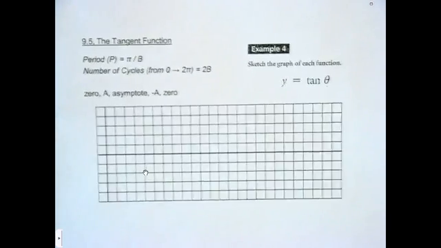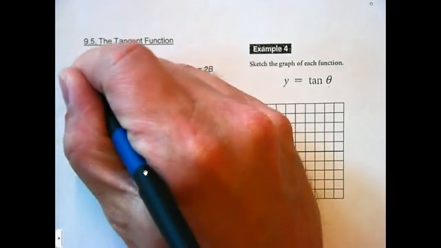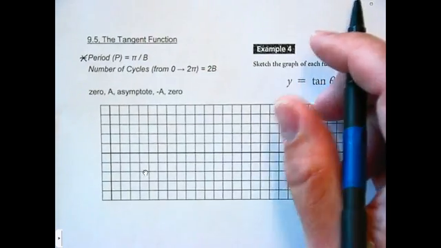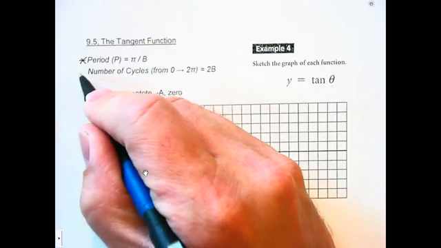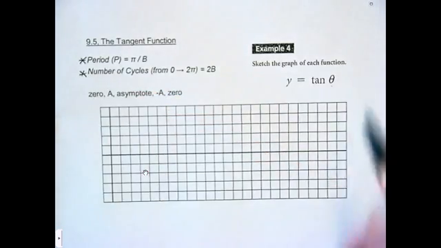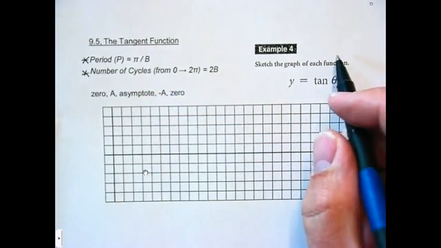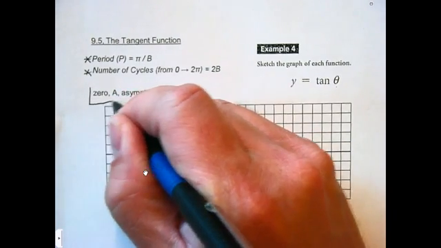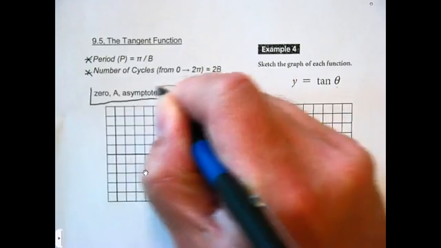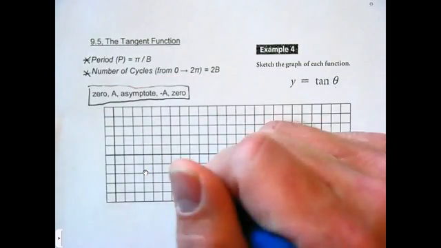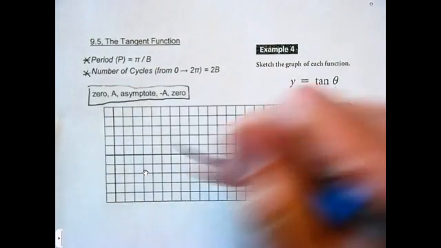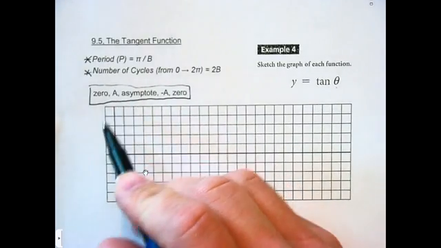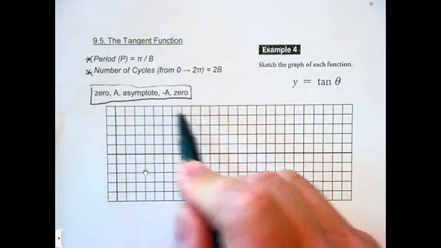Just to remind you, the period is pi over b. Number of cycles is always 2b. The little pattern that we use to help remember how to graph these, rather like last week, is 0 max 0 min 0 for sine, and max 0 min 0 max for cosine. For tangent, it's 0, a, asymptote, negative a, 0.